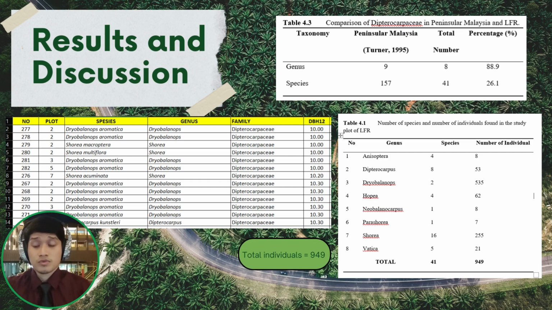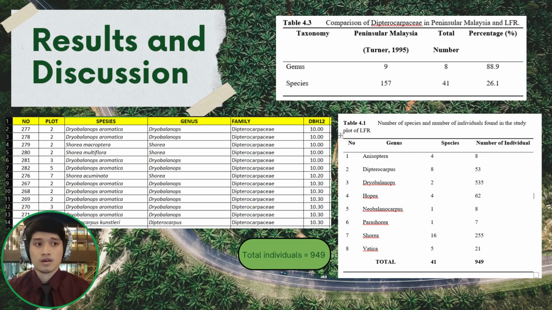By referring to table 4.3, which is the comparison of Dipterocarpaceae in the whole of Peninsular Malaysia and in Lesong Forest Reserve, Pahang only, there are 8 genera out of 9 found, which makes 88.9% existing in Lesong Forest Reserve, Pahang as compared to the whole of Peninsular Malaysia.